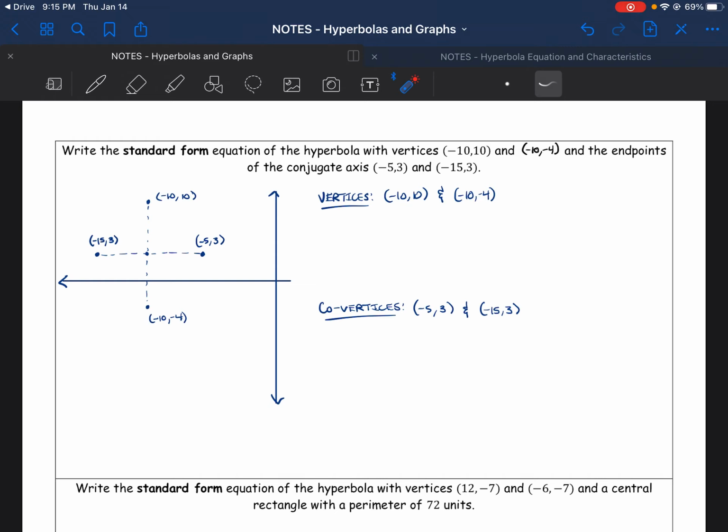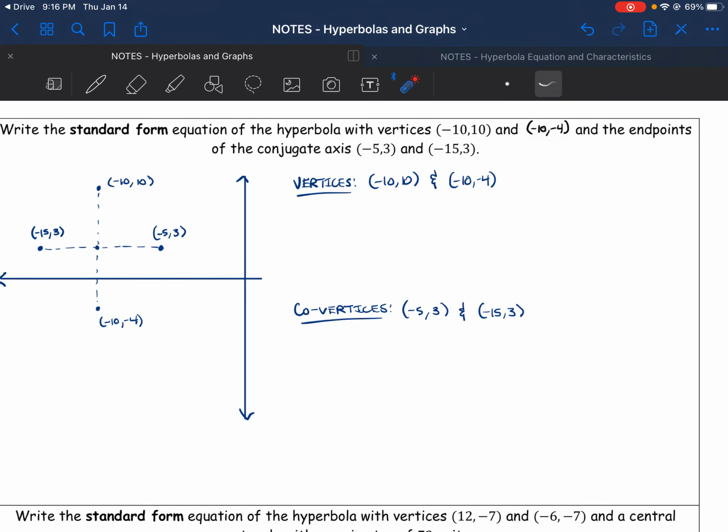In this first problem, we want to write the standard form equation of the hyperbola with vertices -10, 10, and -10, -4. So that's for the vertices. And we're going to have the endpoints of the conjugate axis, -5, 3, and -15, 3. So a couple things real quick. We're given the vertices. We know the vertices connect the transverse axis. If we're given the endpoints of the conjugate axis, well, the endpoints of the conjugate axis are the covertices.